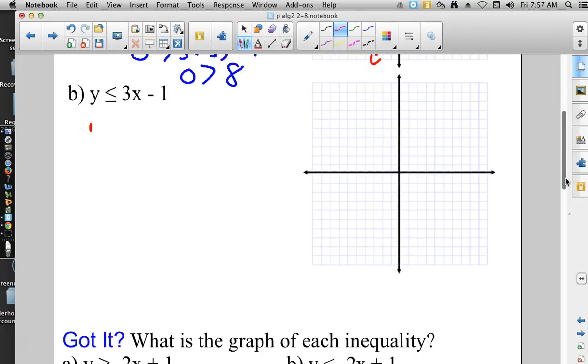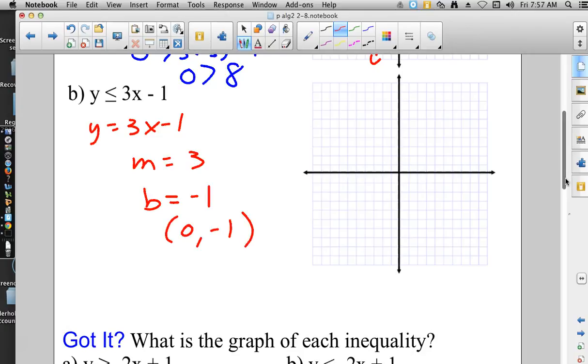looks pretty similar. We do our pretending. Slope is the same. B value, -1. Start at 0, -1. Up 3 and over 1. Pause. What's different about this one? It's going to be solid. It does have an equals bar, so this needs to be solid.